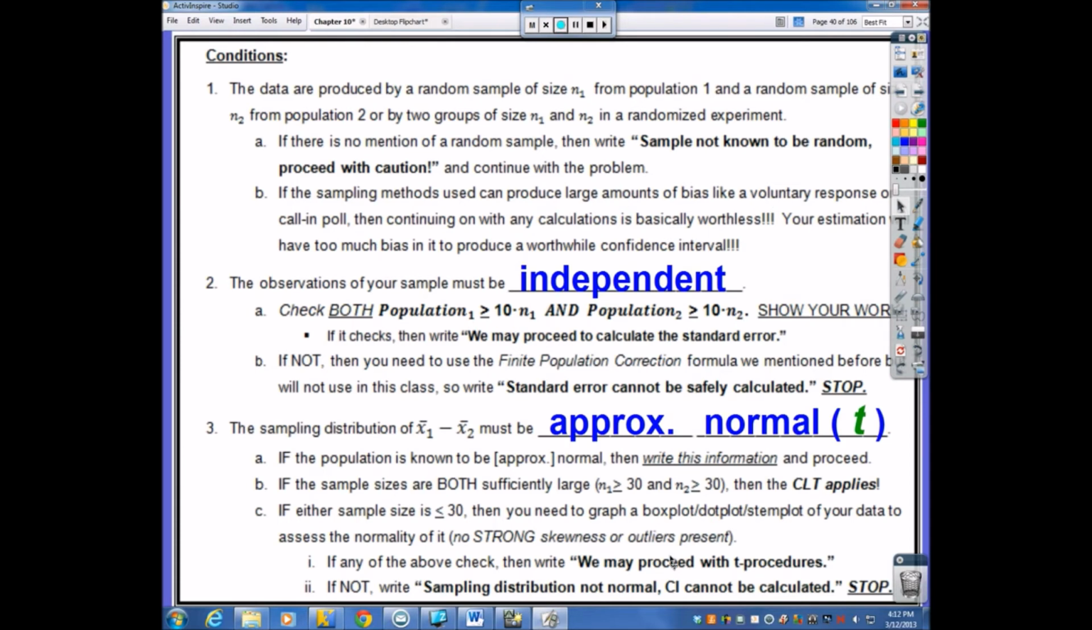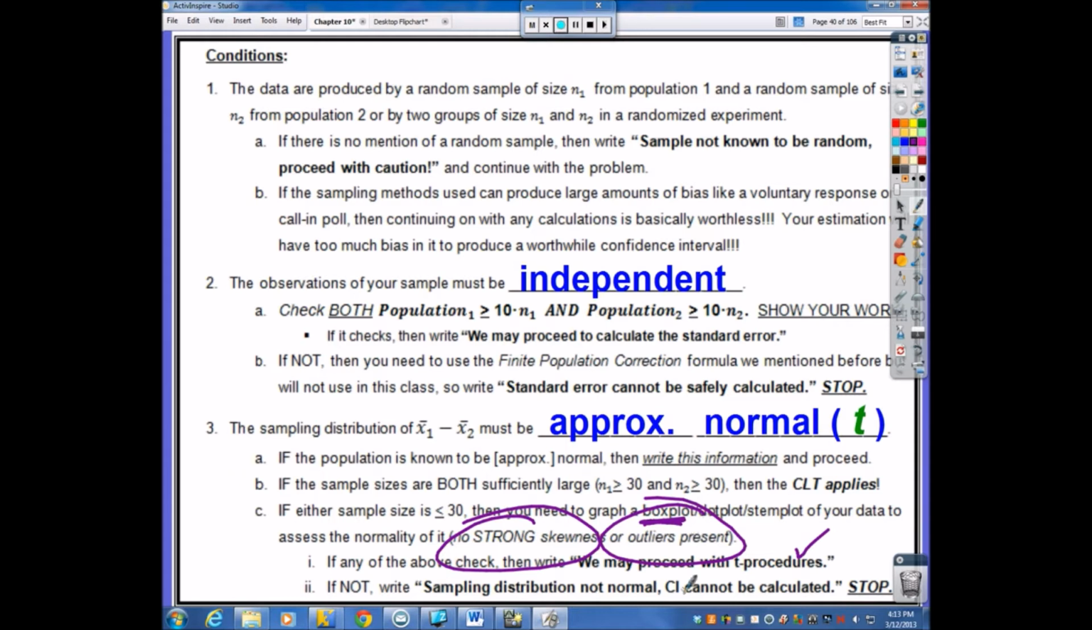So conditions. Hey, they're pretty much the exact same things we've been dealing with all this time. Except again, instead of saying a normal distribution, we're going to be dealing with a t distribution. All right? And central limit theorem still applies, but both of our samples have to be greater than or equal to 30. And if either sample size is less than 30, then that's when we're going to have to break out the box plots. Okay, and we're going to have to look for strong skewness or outliers. If we don't see those things, we may proceed with t procedures.